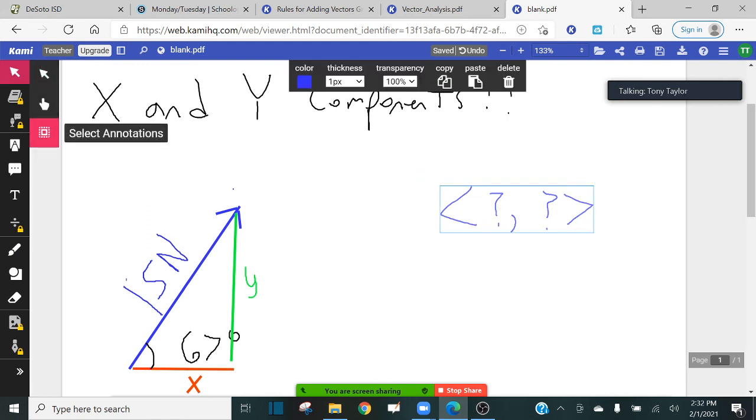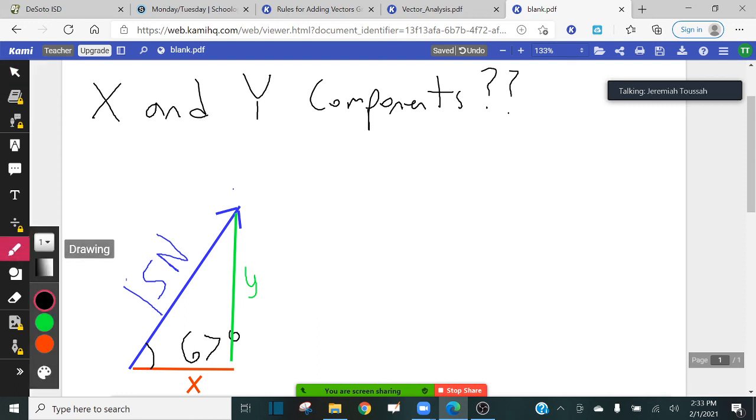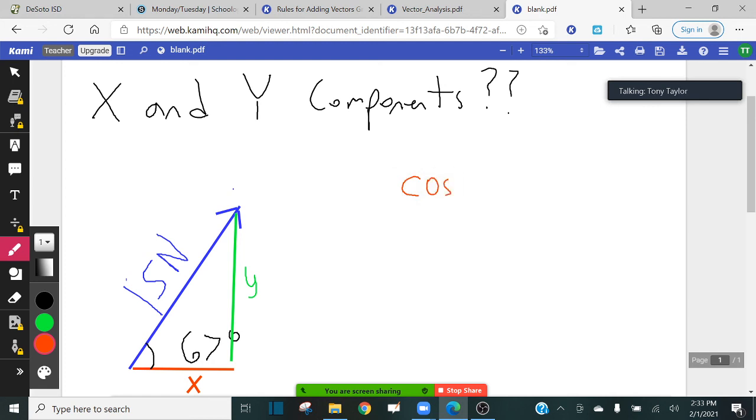Someone tell me, how do I find the x component? Am I going to use sine or cosine? What do y'all think? Okay, so you have the hypotenuse and the adjacent side. Would it be sine? No, sine is for the opposite side. Cosine? Cosine, exactly. You got it. So you would say cosine of 67 degrees is equal to x over 15.